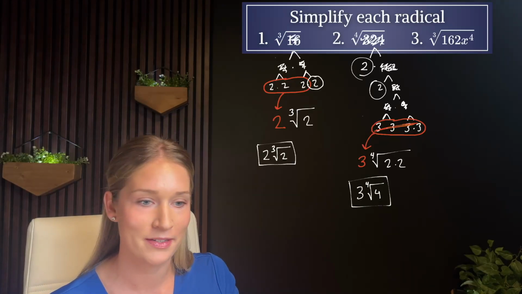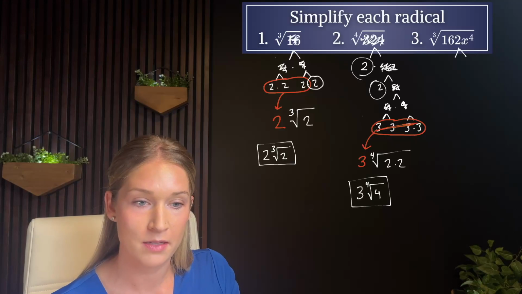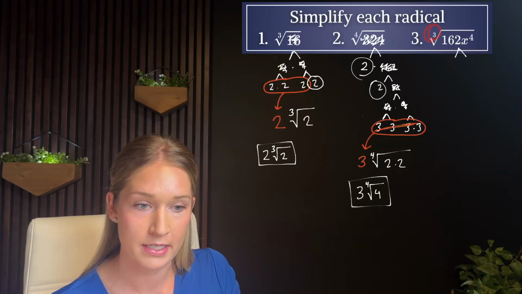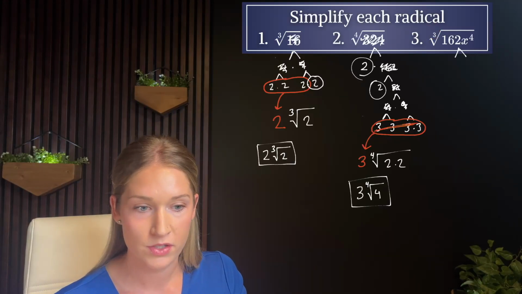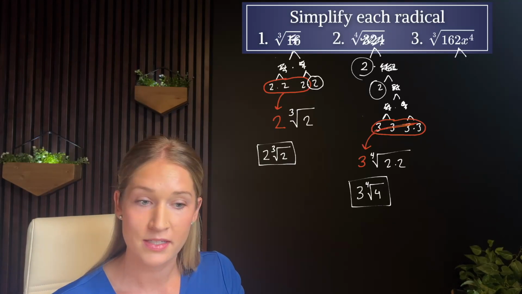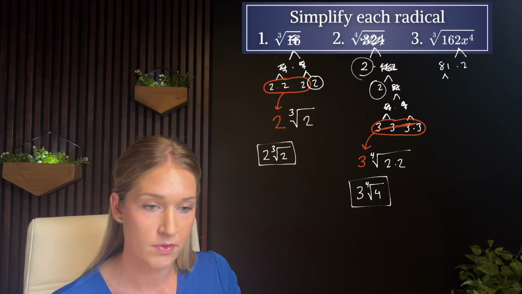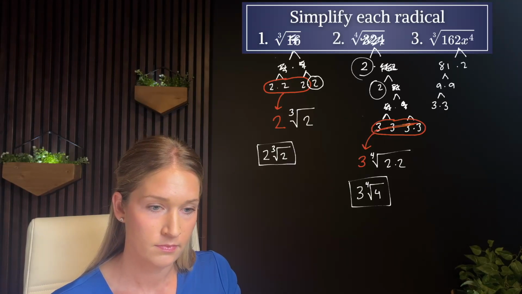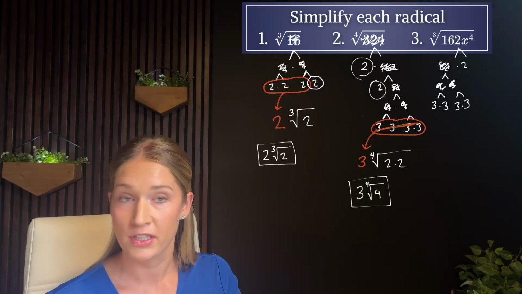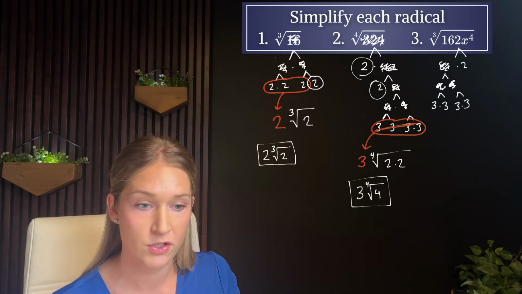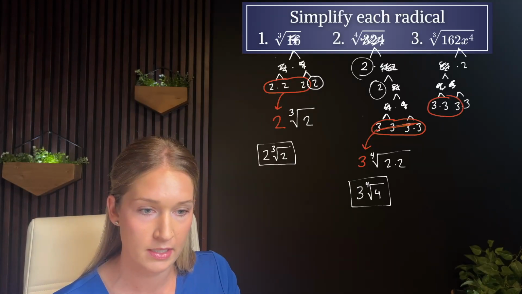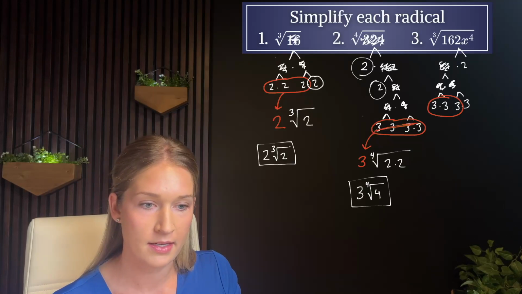Okay, last one. I'm going to go ahead and factor, and I am looking for groups of 3. 162 we actually just had as part of our last one, but 162 factors into 81 times 2, and then I'll just keep breaking it down from there. So on the outside, if I'm looking for groups of 3, because we have a cube root, I'm going to have a 3, but then on the inside, I will have a 2 and another 3.